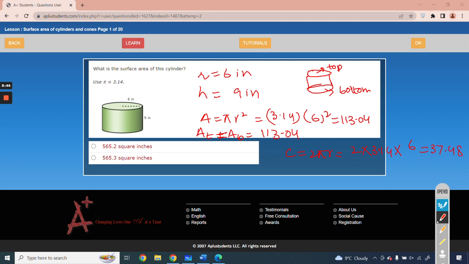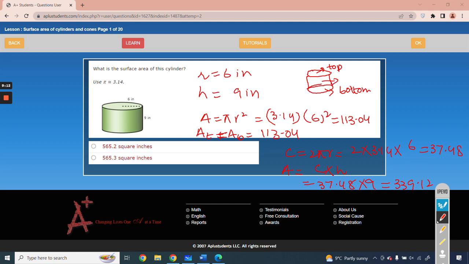So we have to find the area of this side. It would be A equals circumference times height. Circumference is 37.68 and height is 9. So it would be 37.68 times height 9. It is 339.12. So now you are done with the area of top, area of bottom, and area of this portion also.